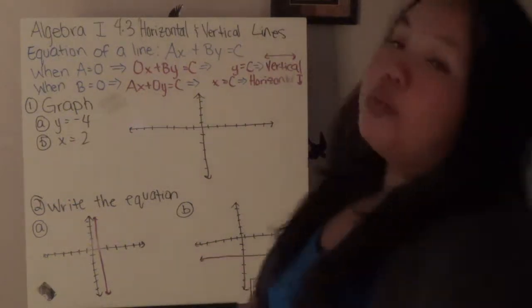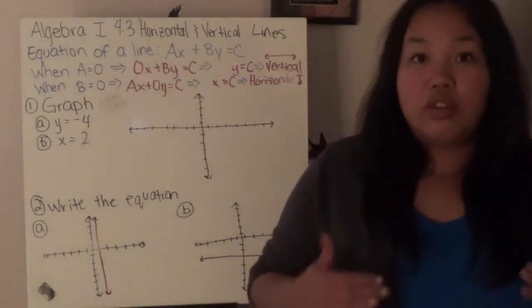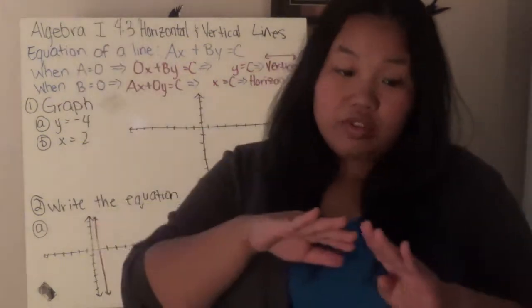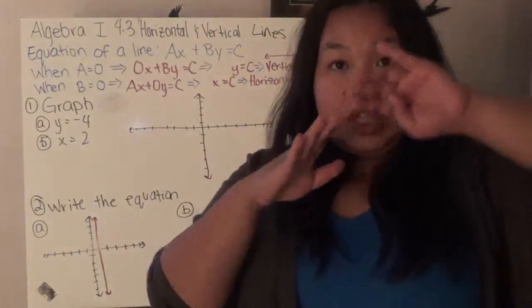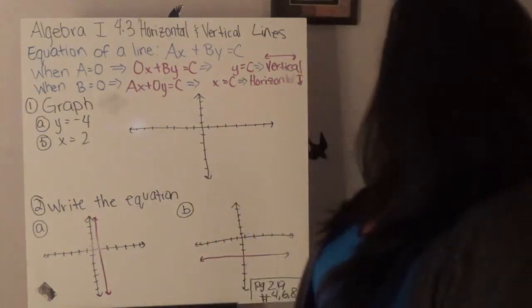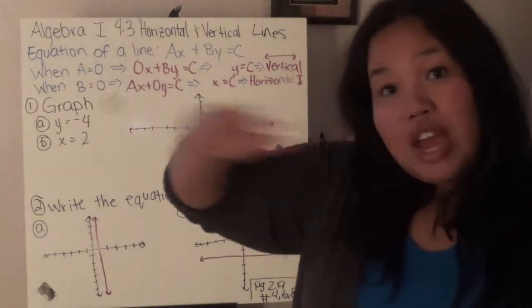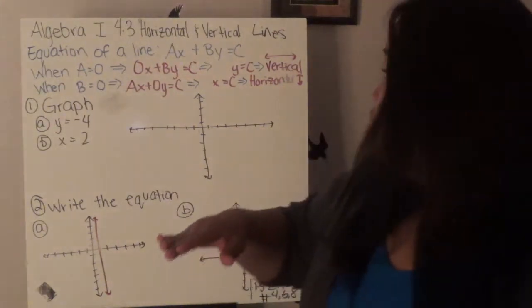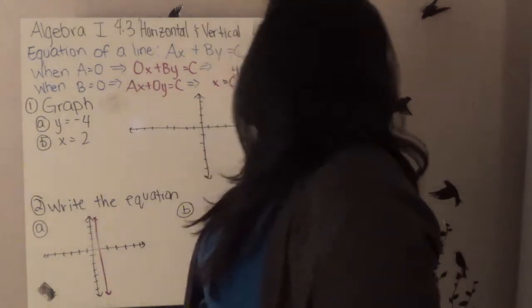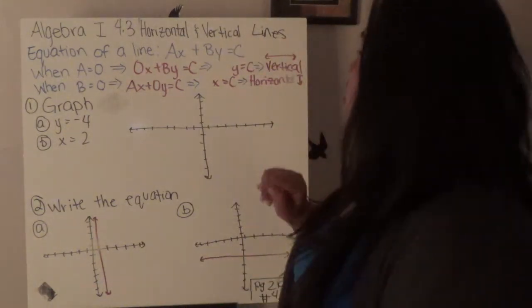Algebra 1, Section 4.3, we're dealing with horizontal and vertical lines. So last section we dealt with lines that kind of increased or decreased. But now we're dealing with vertical, so left and right lines, and then horizontal, so up and down lines. And sometimes you'll be faced with those, and here's the reason why.